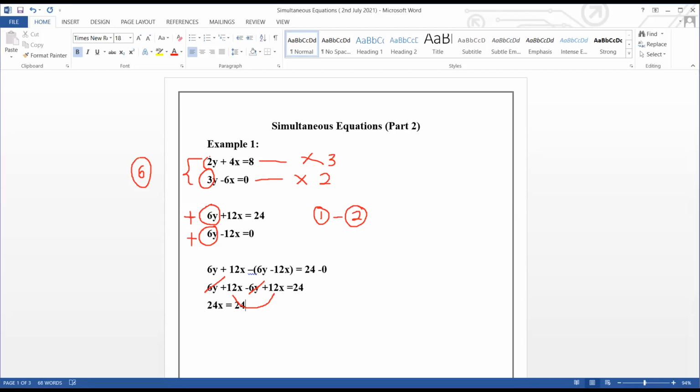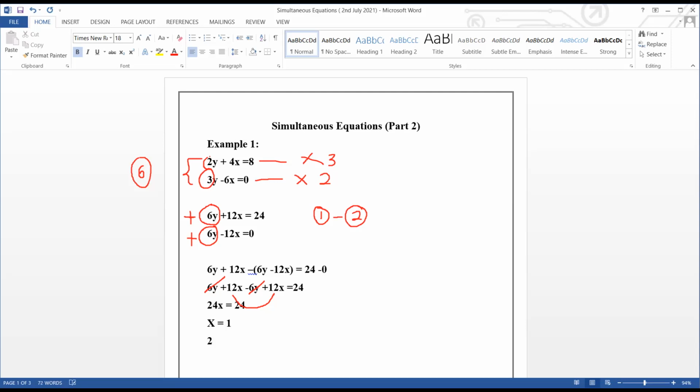So that is my next step. 24x equals 24. I want to find the value of x. Therefore, I have to divide both sides by 24. Then x equals 1. So I'll get the value of x as 1. When I get x as 1, I can substitute either into the first equation or the second equation.